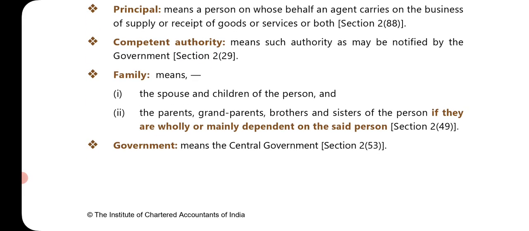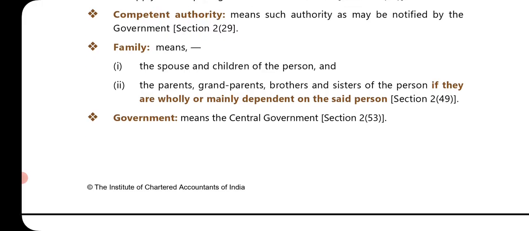Section 2, subsection 29. Family means the spouse and children of the person, and parents, grandparents, brothers and sisters of the person, if they are wholly or mainly dependent on the said person. Section 2, subsection 49. So here family includes spouse and children only. Apart from that, parents, grandparents, brothers, sisters, if they are dependent wholly and mainly, then only they are part of family, otherwise they are not part of the family. Next is government, means central government.